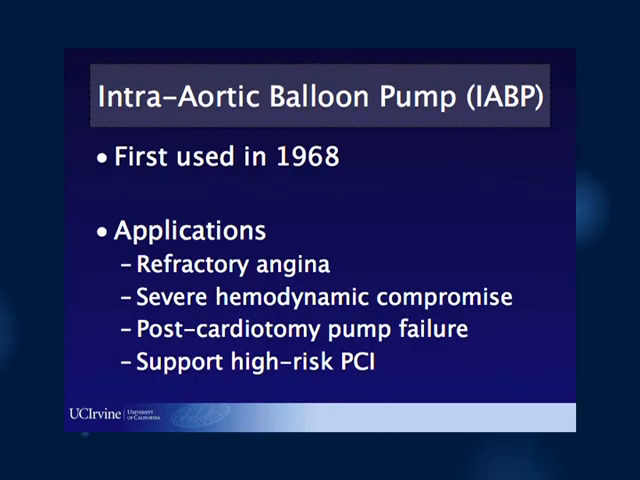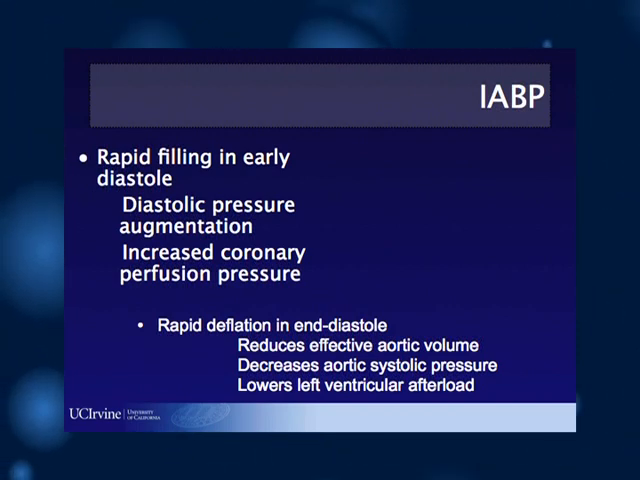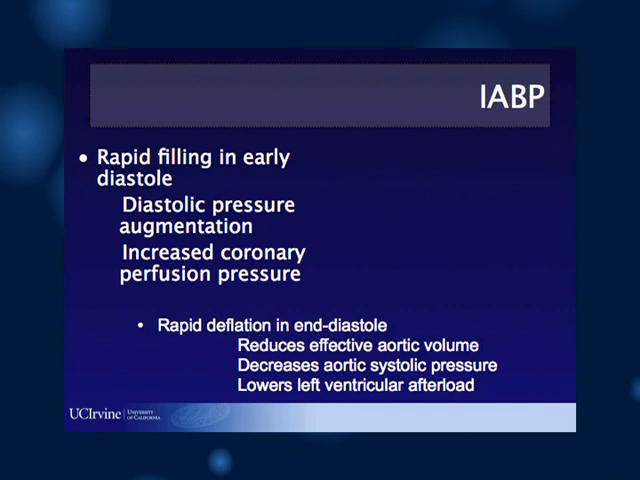Let's look at the intra-aortic balloon pump. This was first used in 1968, and its indications for use have been relatively unchanged over these many years. The indications would include insertion for patients who have refractory angina, severe hemodynamic compromise, post-cardiotomy pump failure, and the support of the high-risk PCI patient. How does the intra-aortic balloon pump work? The balloon pump is positioned in the aorta and inflates rapidly in early diastole.